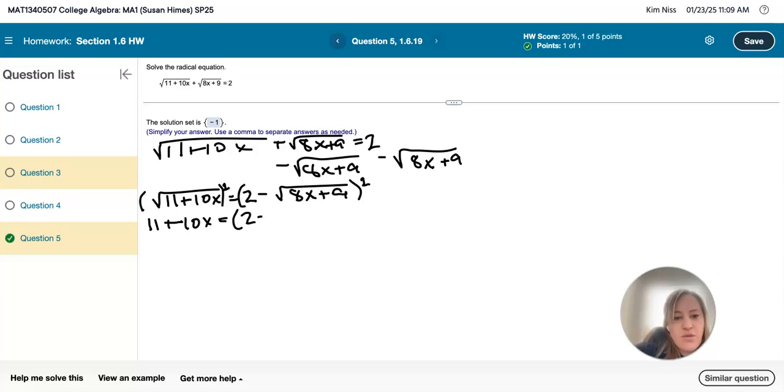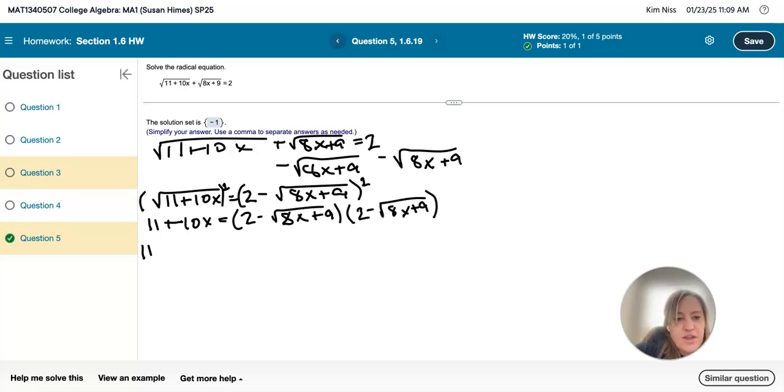So I'm going to write the whole thing out. So 2 minus square root 8x plus 9 times 2 minus square root 8x plus 9. And now we're going to FOIL. So you just take the 2 multiplied by 2, 2 multiplied by a negative square root 8x plus 9, and then the same for this side.